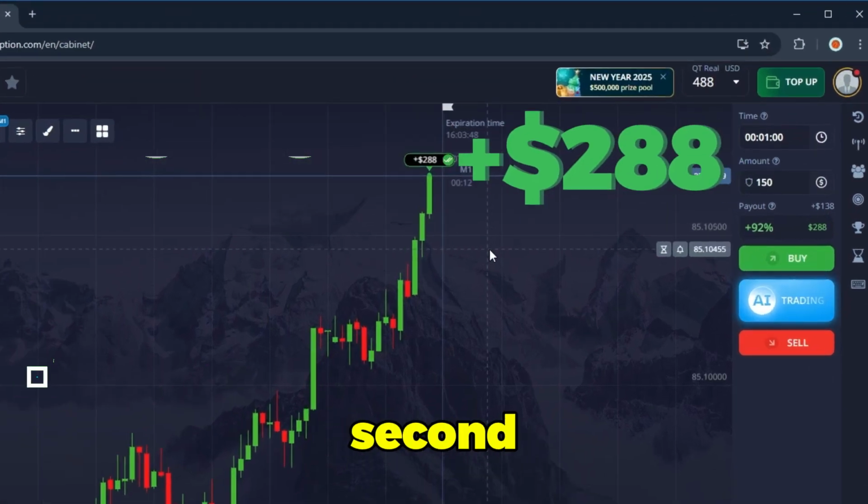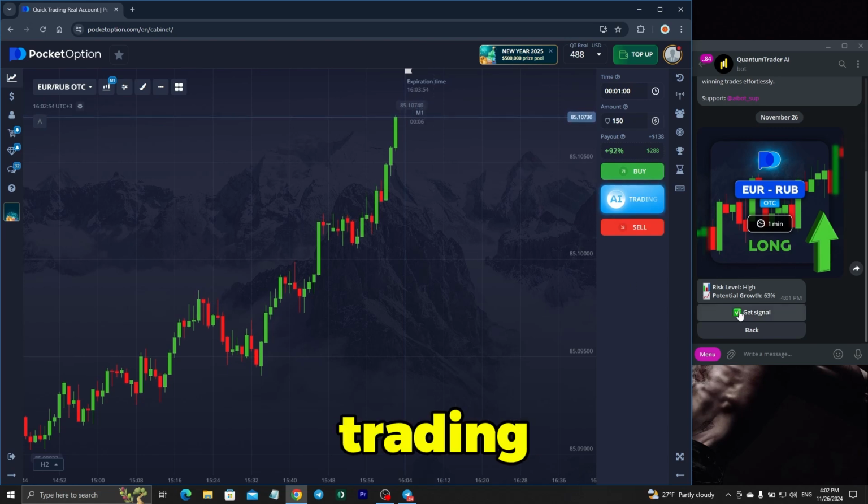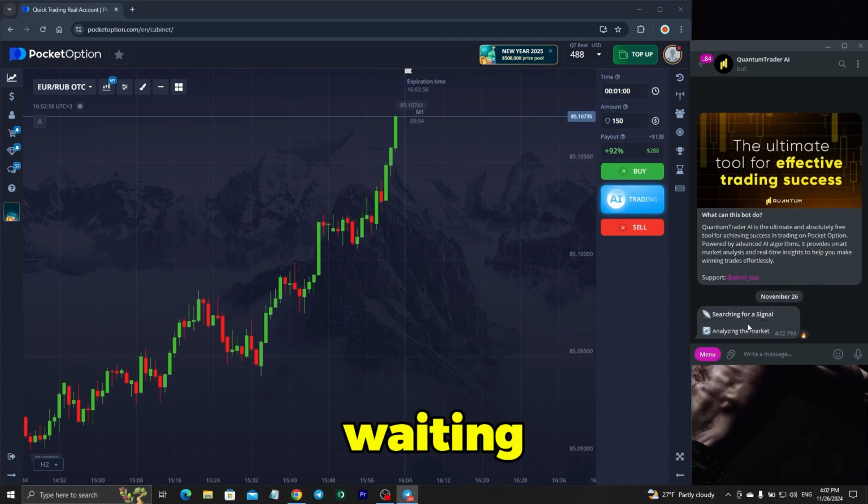We have worked out the second signal quite confidently. We are fixing the first profit. We continue trading. We will select a new entry point. We are waiting for the market analysis.